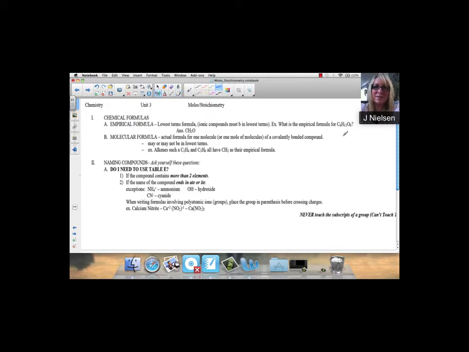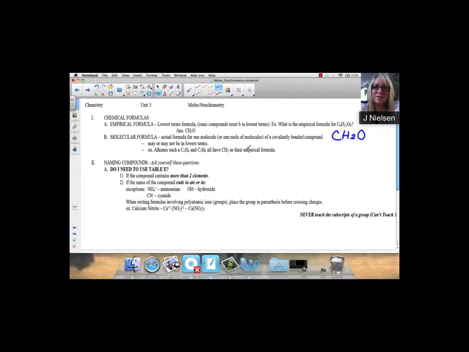So, what is the empirical formula for C6H12O6, which is glucose? 6 goes into 6 once, so that would just be C. 6 goes into 12 twice, and 6 goes into 6 once. So CH2O is the most reduced formula. In the molecular formula, alkanes such as C2H4 and C3H6 all have CH2 as their empirical formula. So you cannot tell from the empirical formula what the molecular formula was.